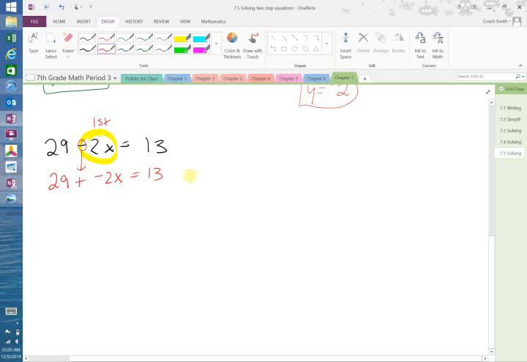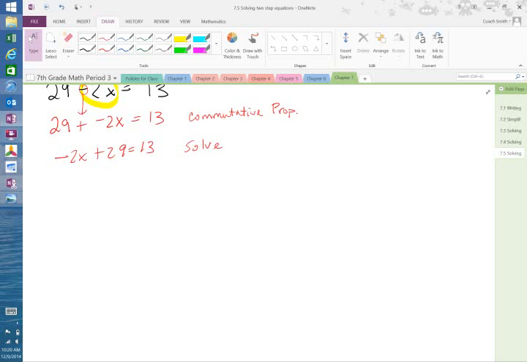Okay, now I'm going to use the commutative property because I want that variable to come first. And so I'm taking it and doing it this way. Okay, now solve. Because I want that variable to come first because that's just the way it's easier to do it that way. There's another way you could do it, but I don't really want to share that with you right now because I'm afraid it might confuse some people. So now I just solve it.